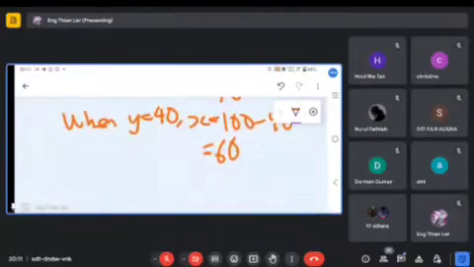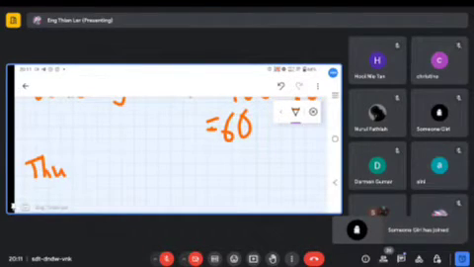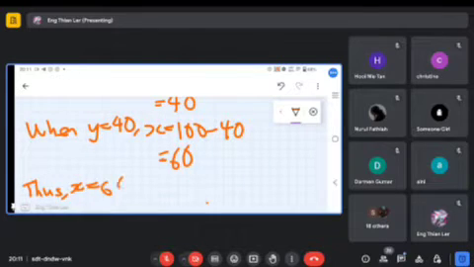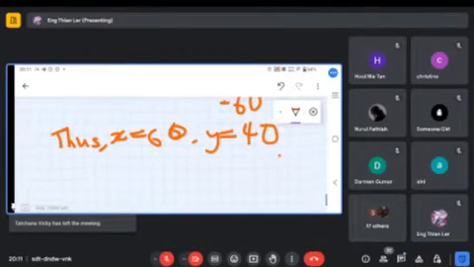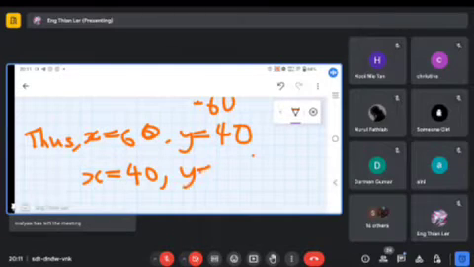We need to write them in a conclusion. So thus, x equal to 60, y equal to 40, and the same as x when x equal to 40, y equal to 60. And that is the answer.